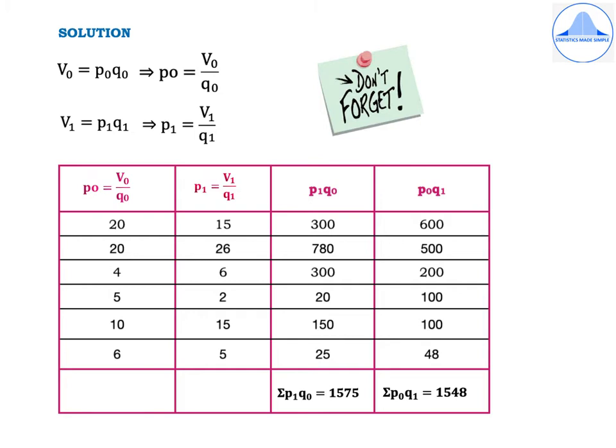Now we need to find out 2 more columns, that is P1 Q0 and P0 Q1, and obtain their totals which we use for the calculation of the index numbers. So P1 Q0 values are 300, 780, 320, 150 and 25, and summation P1 Q0 is equal to 1575. Similarly, P0 Q1 values are 600, 500, 200, 100, 100 and 48, and summation P0 Q1 is equal to 1548.